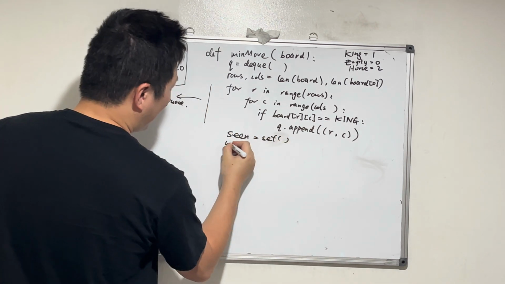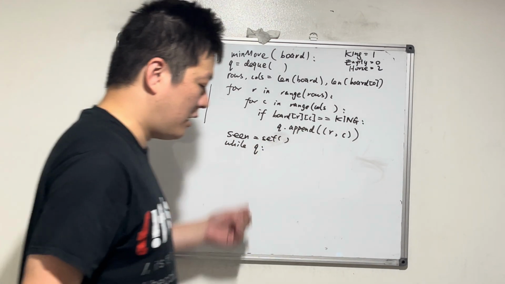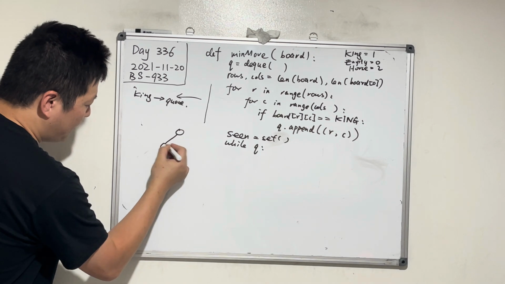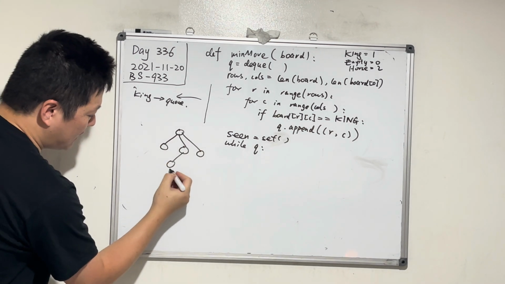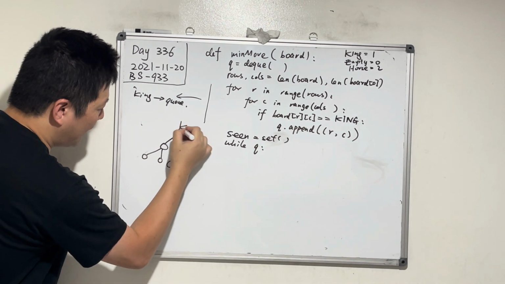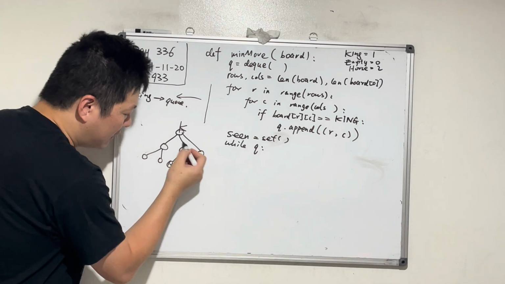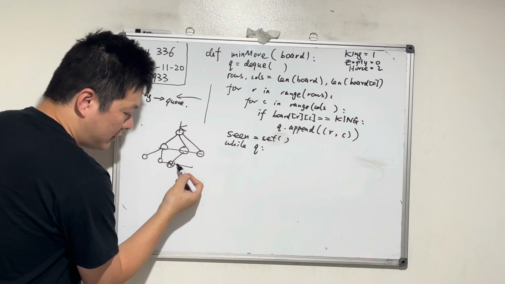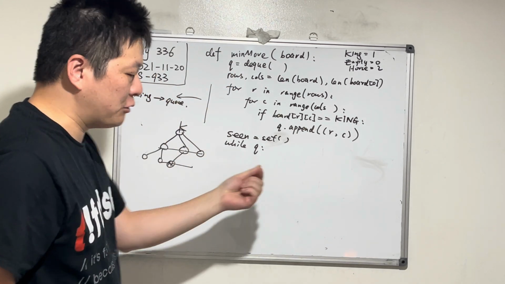Okay, and then we can say while the queue is not empty. Look, we want to remember when we visit this, this is the king, and then we want to visit here, the horses. We want to return 2 moves. We want to return the shortest number of moves. If we want to remember it, there are 2 ways of doing it.